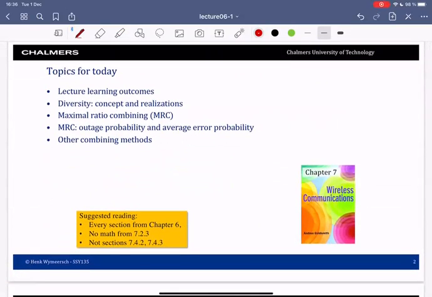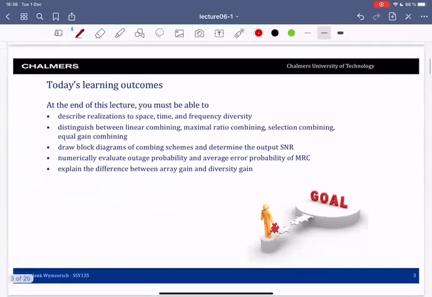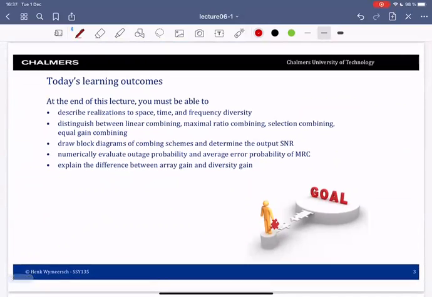What we will cover today, you can find in chapter 7 of the book, and there are some recommended sections for you here. Today's learning outcomes: we will learn about diversity in space, time, and frequency. We will talk about how to do combining for diversity: linear combining, maximum ratio combining, selection combining. You should be able to draw block diagrams of combining schemes, determine output SNR, and then evaluate outage and average error probability after combining. You should also be able to explain the difference between array gain and diversity gain. So we will cover all of these today.